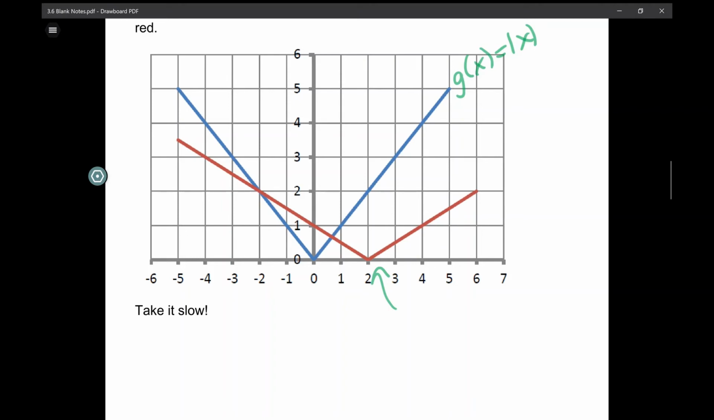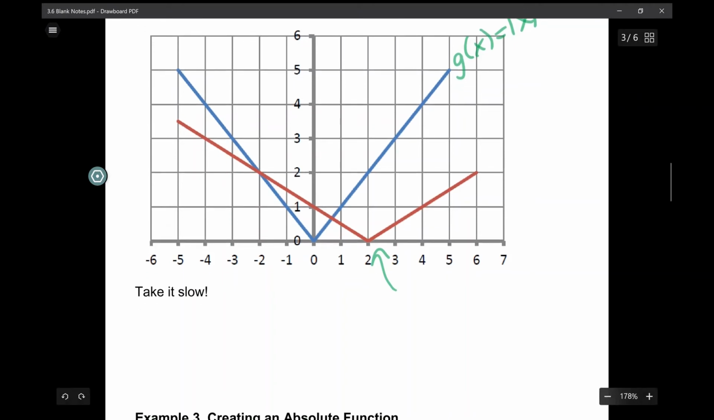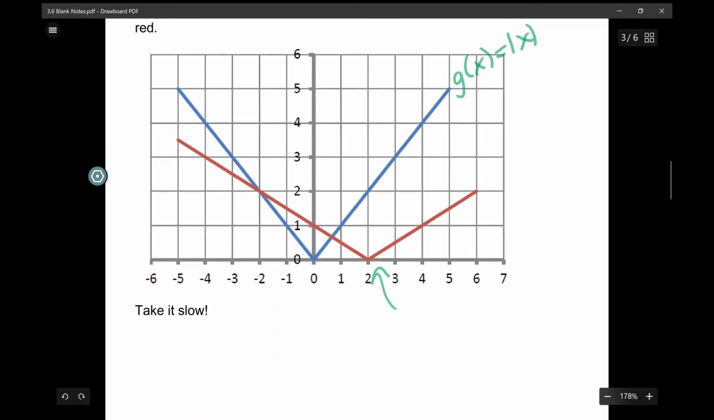All right, did you figure it out? Let's see. Let's write down what we notice. Well, the first thing I notice is that it's shifted to the right. And the other thing I notice is that it's flatter, right? It's been stretched out horizontally.